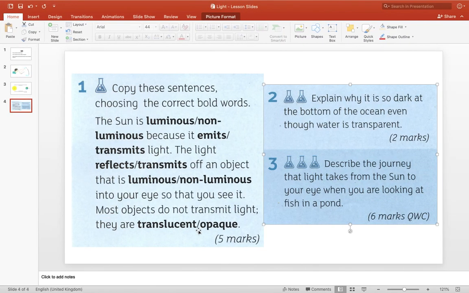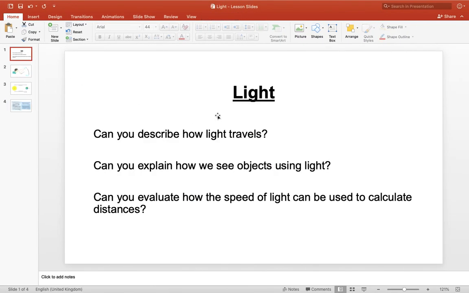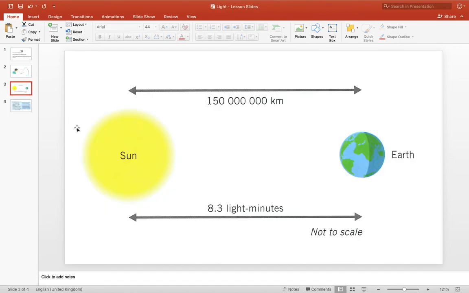So, that concludes our first lesson on light. You should now be able to tell me how light travels. It travels as a transverse wave in straight lines. You should be able to explain how we see objects using light. So there's always a light source which emits light, which then bounces off non-luminous objects into our eye where our body absorbs it. And you should be able to tell me how to use light minutes or light years to calculate distance. So 150 million kilometers is equal to 8.3 light minutes.